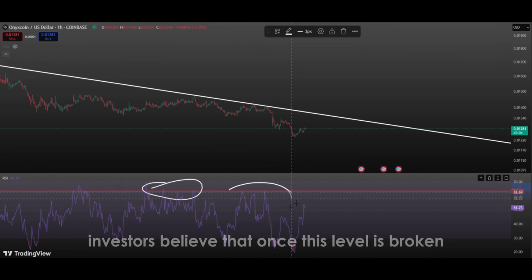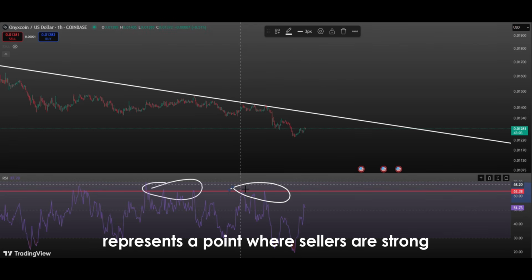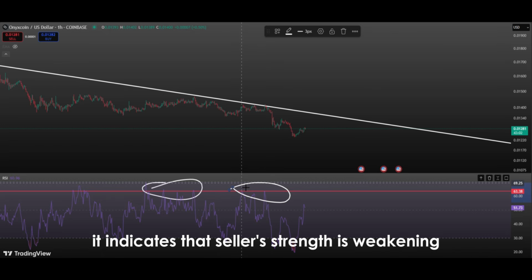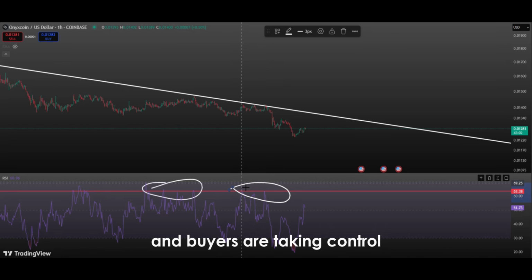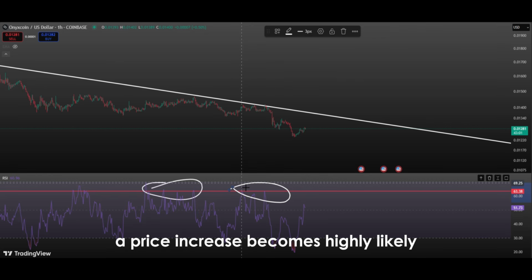In this case, investors believe that once this level is broken, the trend will accelerate. This is because the resistance zone represents a point where sellers are strong. Once the RSI breaks this level, it indicates that sellers' strength is weakening and buyers are taking control. Therefore, when resistance above the RSI is broken, a price increase becomes highly likely.